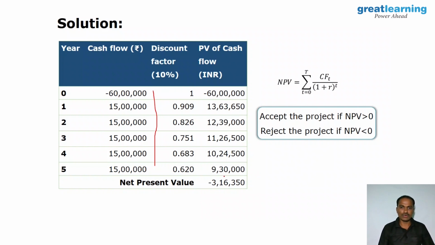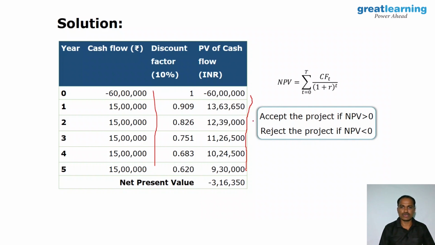Now what we have to do, we have to add all these cash flows. Okay, so all these cash flows have to be added. Just add this. Okay, so you will get 3,16,350. Why it is 3,16,350? That means from 60 lakhs, if you reduce all these cash flows, you're going to get 3,16,350 minus value.